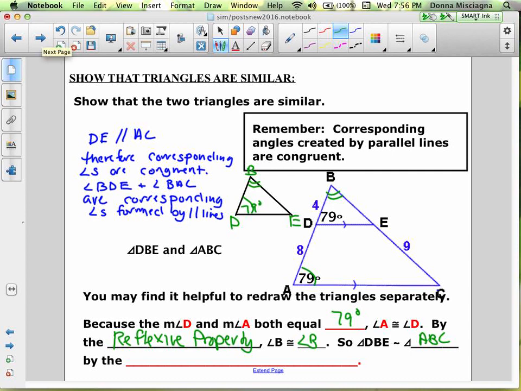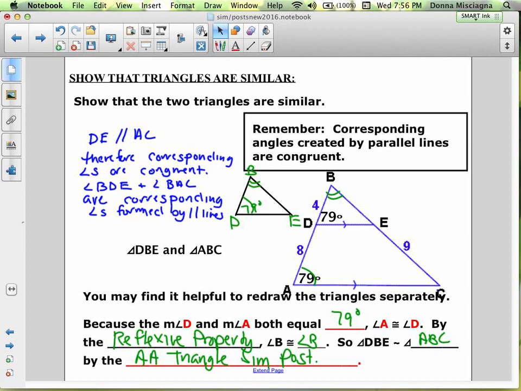By the angle, triangle, similarity postulate. All right? So if two angles in one triangle are congruent, the triangles have to be similar because we know the third angles are going to be congruent as well. All right? So let's try another problem.